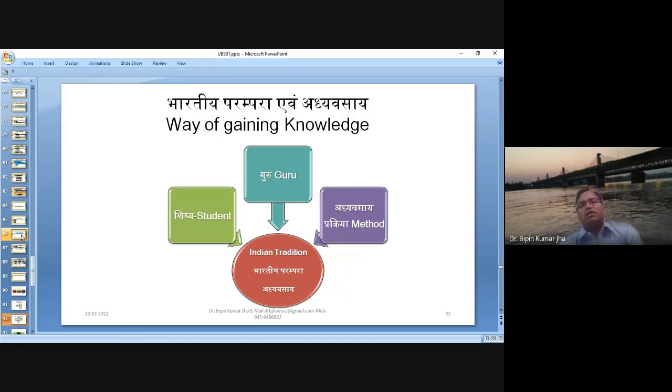I have written here the term guru. I have not written here teacher. Guru and teacher, both are quite different. Both terms give different meanings. That's why I have written here guru. And another one is shishya. That is not student, it is again a different term, but shishya. The third component is the process.